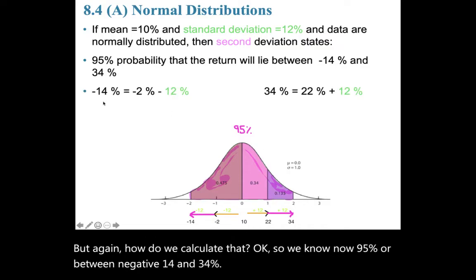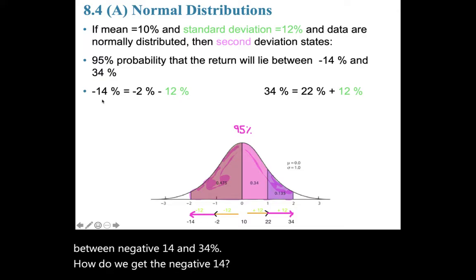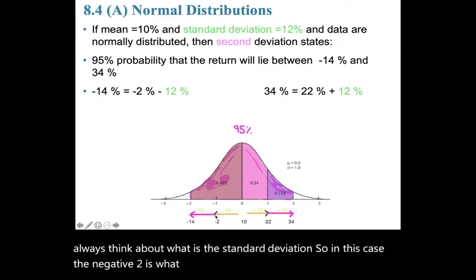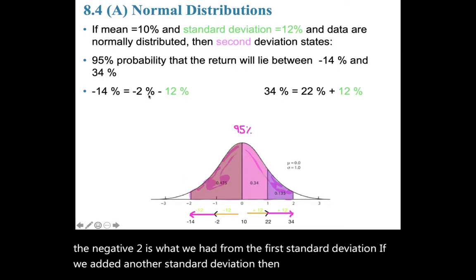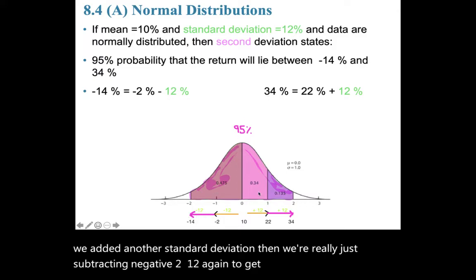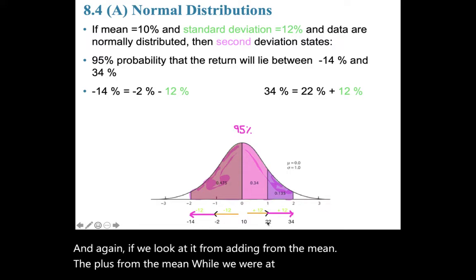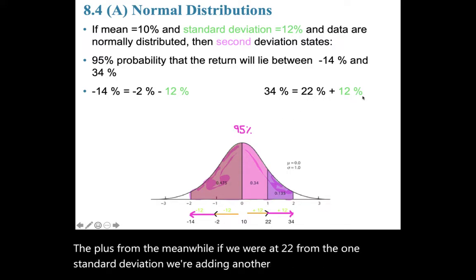How do we get to -14? There's really two ways to look at it, but we always think about what the standard deviation is. So in this case, the -2 is what we had from the first standard deviation. If we add another standard deviation, then we're really just subtracting 12 again from -2 to get to -14. And again, if we look at it from adding to the mean, well, if we were at 22% from the one standard deviation, we're adding another standard deviation to get to 34.